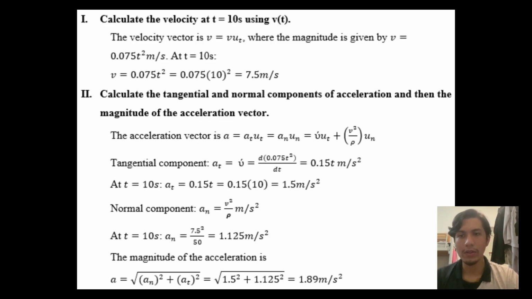To find the magnitude of the acceleration, based on the magnitude of the acceleration formula, which is A equals square root of AN squared plus AT squared, we put the values that had been calculated into the formula, and we got the answer for the magnitude of the acceleration is 1.89 meter per second square.